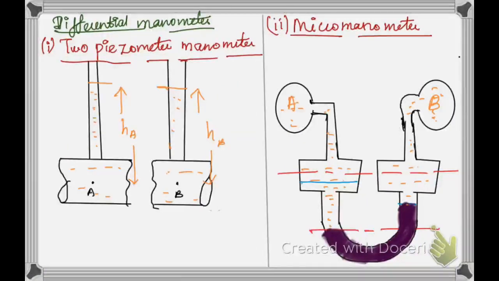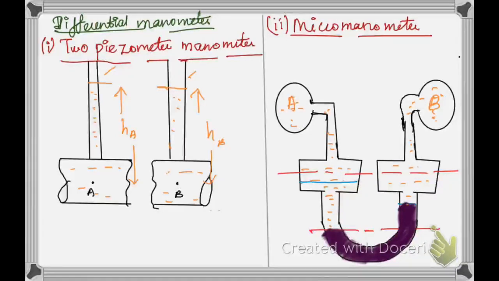Differential manometers are used to measure the difference of pressures between two points in a pipe or in two different pipes. The first classification of differential manometer is the two piezometer manometer. It consists of two separate piezometers, inserted at two gauge points as shown in the figure, that is, one gauge point at A and another at B. The pressures are separately found out, and we can find the difference between the pressures. Generally, the two piezometer manometer is used to measure very small pressure differences.